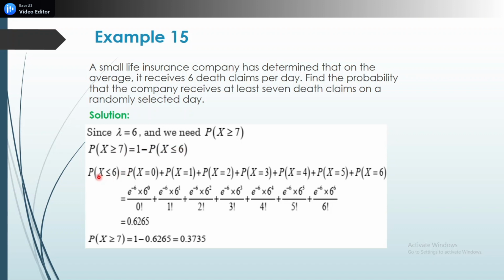The reason is that the probability of x less than or equal to 6 is the probability of x equal to 0, plus x equal to 1, equal to 2, equal to 3, equal to 4, equal to 5, and equal to 6. We calculate these probabilities by substitution in the formula of the Poisson distribution, and we get 0.6265. For the probability of getting at least 7, we take one minus 0.6265, which is equal to 0.3735, and that is the answer.